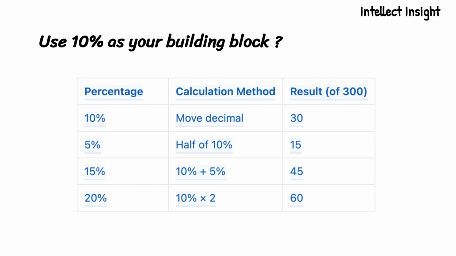Now what if you want to calculate 15%? Then it's very simple. You simply take 30 from 10% of 300 which was 30, then half of 10% was 15. You simply add 10% plus 5%, means 30 plus 15, it will be 45. Then 20% of 300, it will be 2 multiply 10%, means 2 times 10%. So it will be 30 multiply 2 which will be 60.